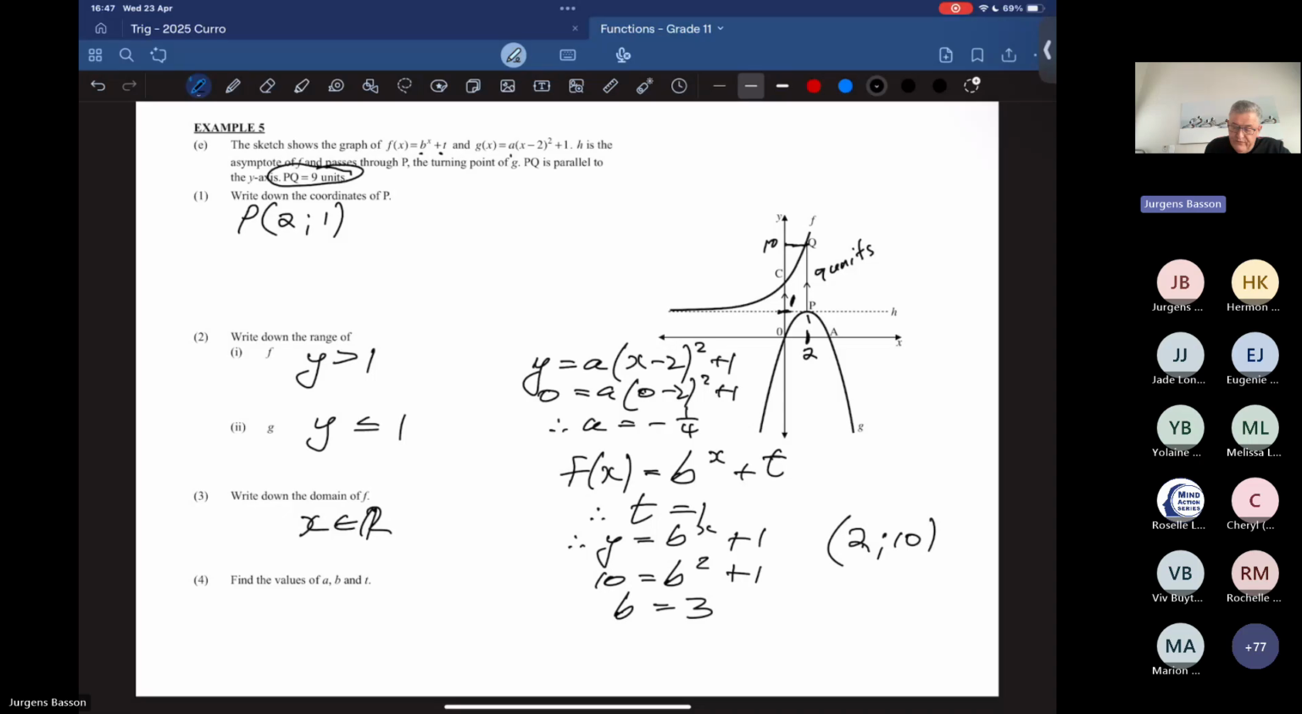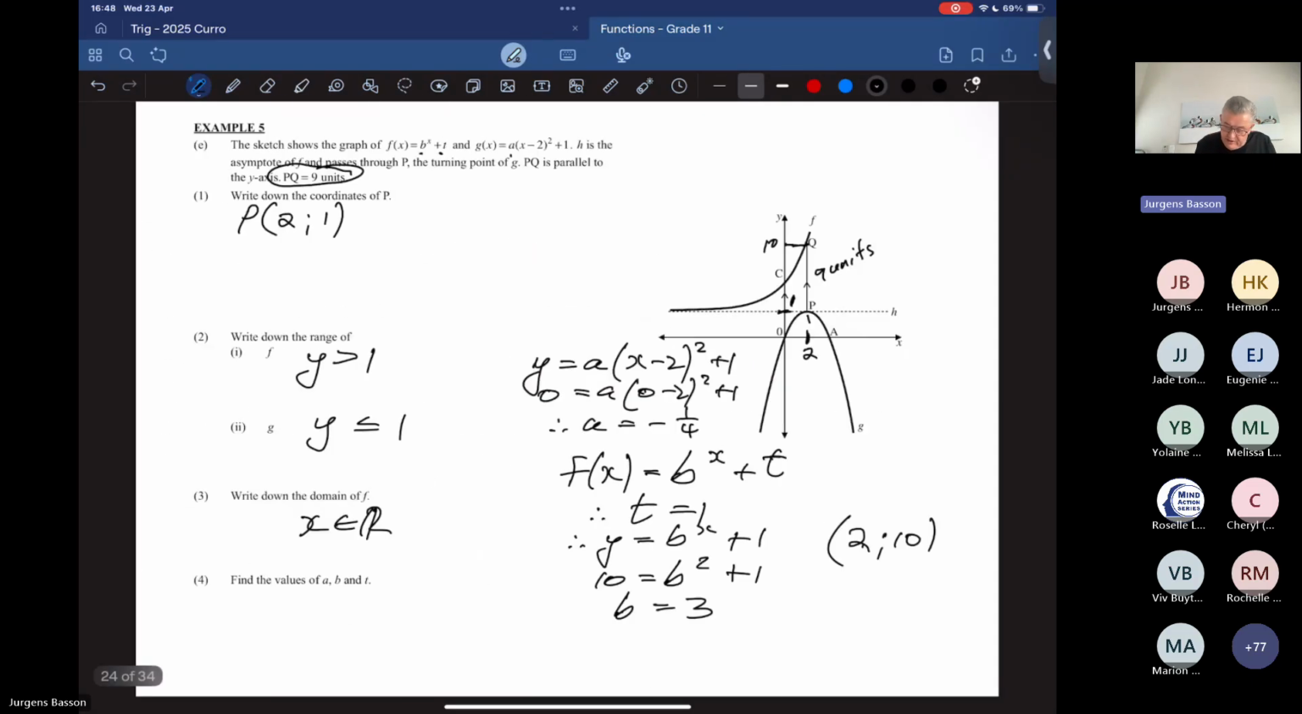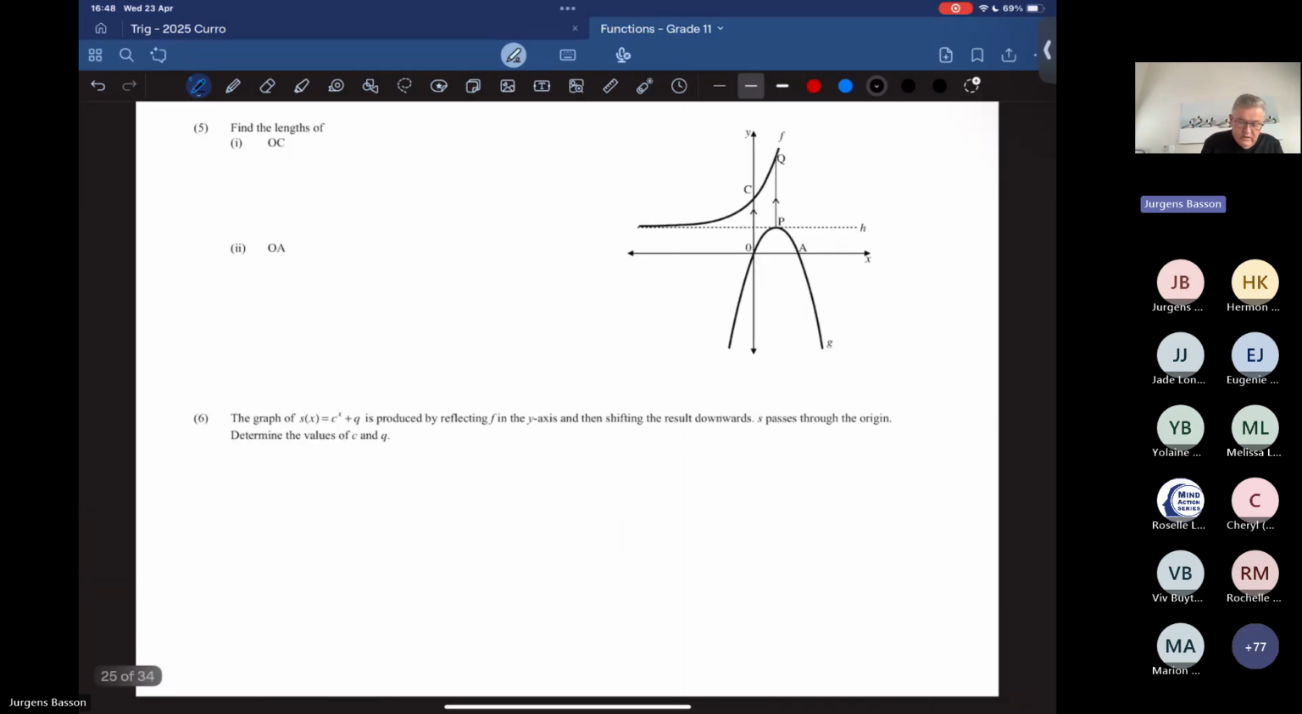We found, first of all, A as minus a quarter, B as 3, and T as 1. So now we have all the values, so now we can find these lengths quickly. They ask for the length of OC. That is just the y-intercept. Now the y-intercept of that exponential, which was 3 to the x plus 1. So y is equal to 3 to the x plus 1.